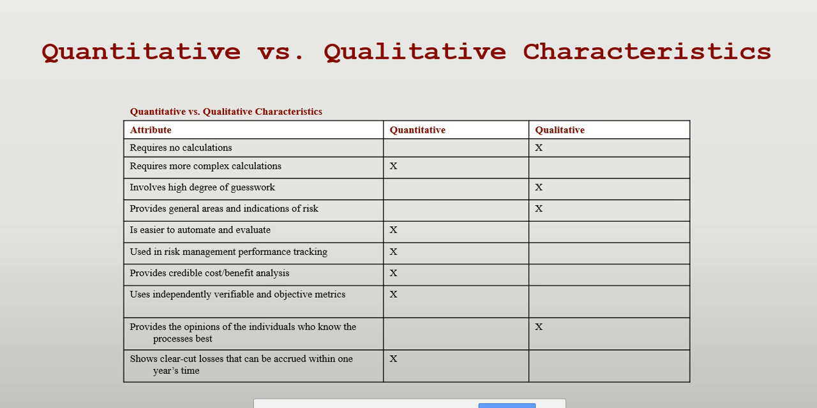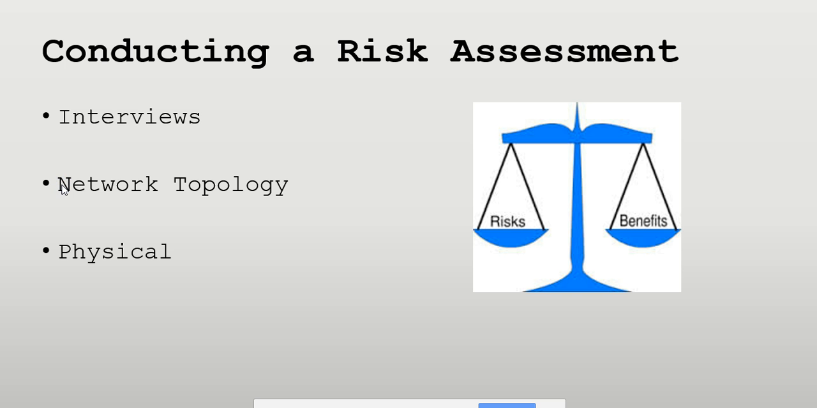Requires complex calculations. That's quantitative because it gives numbers. Involves a high degree of guesswork. Well, that's an opinion, right? We could say meteorologists are qualitative risk assessors.